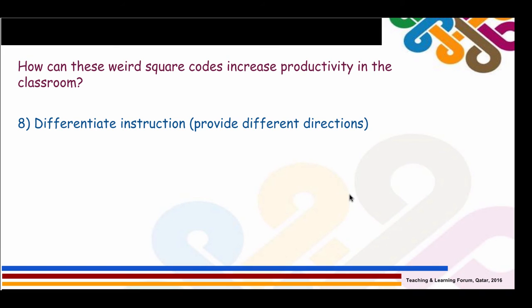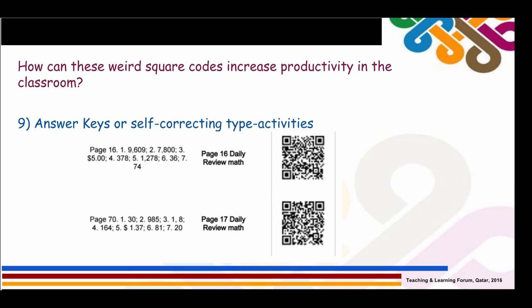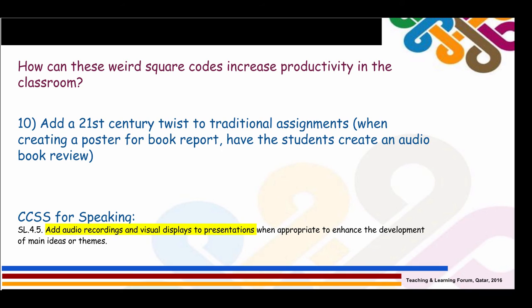Teachers can differentiate instruction and provide different directions without necessarily the students knowing that they have to work on different tasks. Also, the use of QR codes for answer keys is a great idea. The students would work on their handout and would be allowed to scan the code only when they are finished. The Common Core standards require students to add audio recordings to presentations. So, a traditional book report, for instance, could be enhanced by the use of an audio recording using an audio QR code.